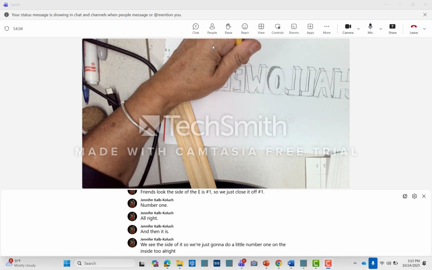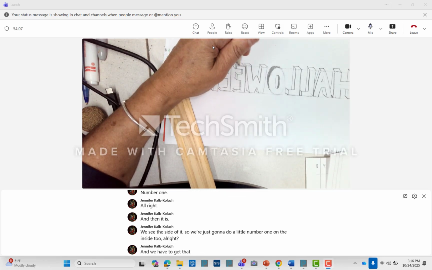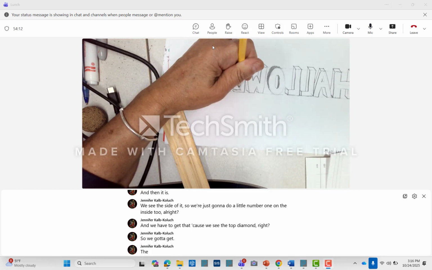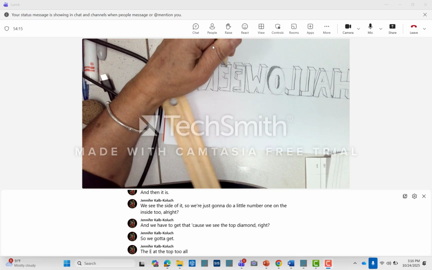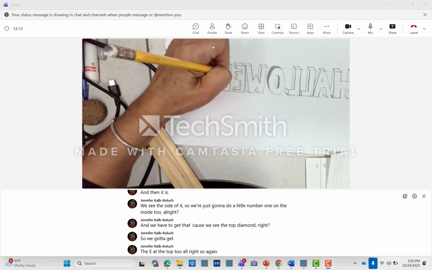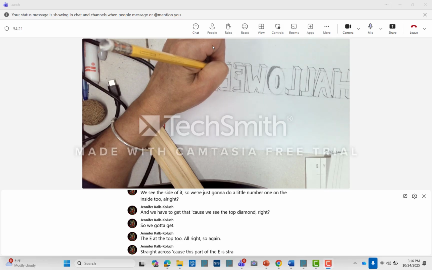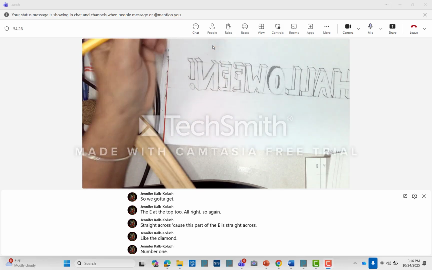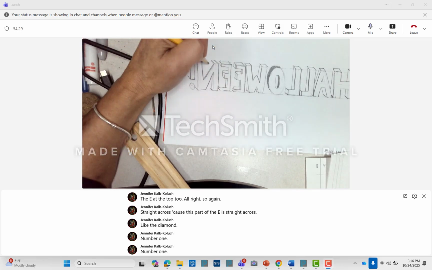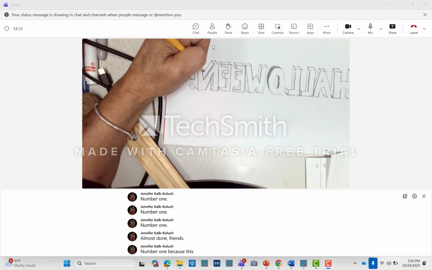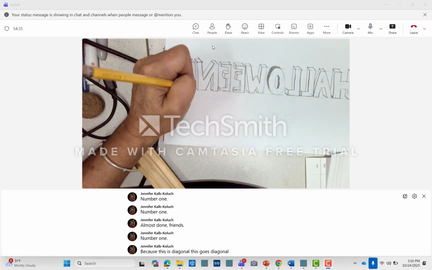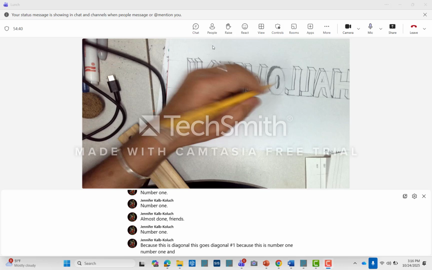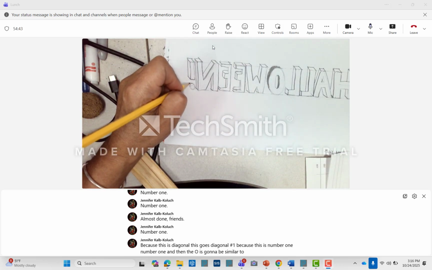All right, and we have to get that because we see the top diamond, right? So we got to get the E at the top too. All right, so again, straight across, because this part of the E is straight across. Take the diamond, number 1, number 1, number 1. We're almost done, friends. Number 1, because this is diagonal, this goes diagonal. Number 1, because this is number 1. And then the O is going to be similar to the exclamation point.